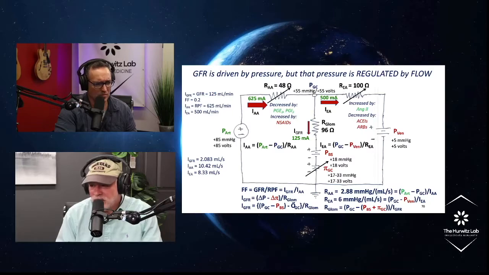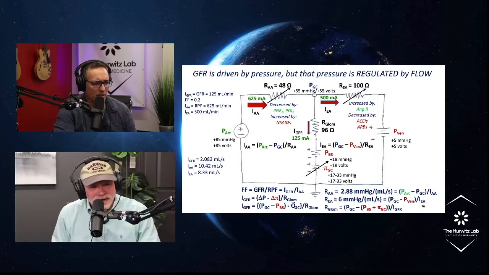And again, here are our drugs again. Decreased by prostaglandin E2, prostaglandin I2 for the afferent. And increased by NSAIDs, because they inhibit the dilatory prostaglandins. They increase the resistance there.